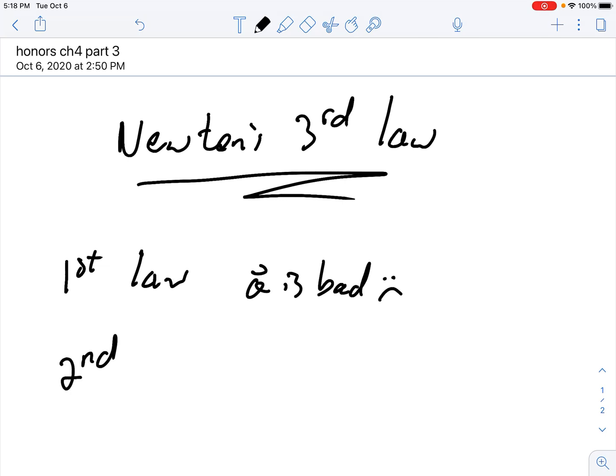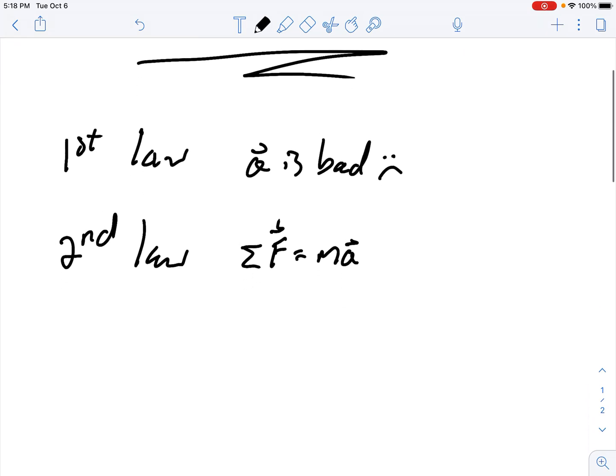Newton's second law states that if you want something to accelerate, you have to force it. In other words, Newton's second law states that net force equals ma. There we have it. Before I move on to Newton's third law, I just want to make a quick comment about the second law here.